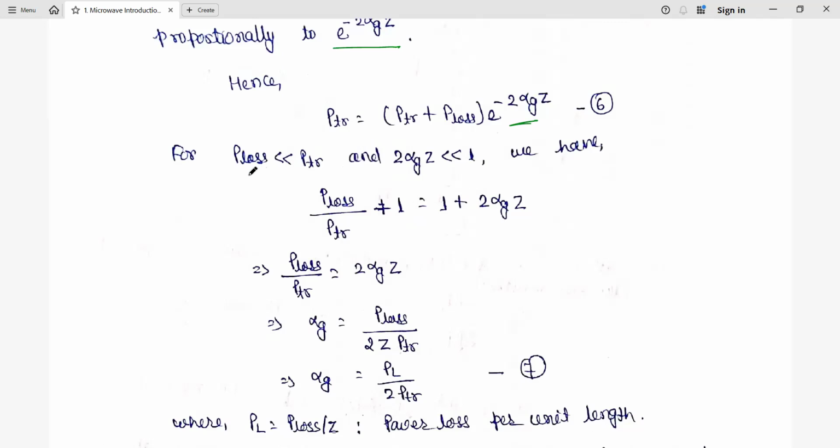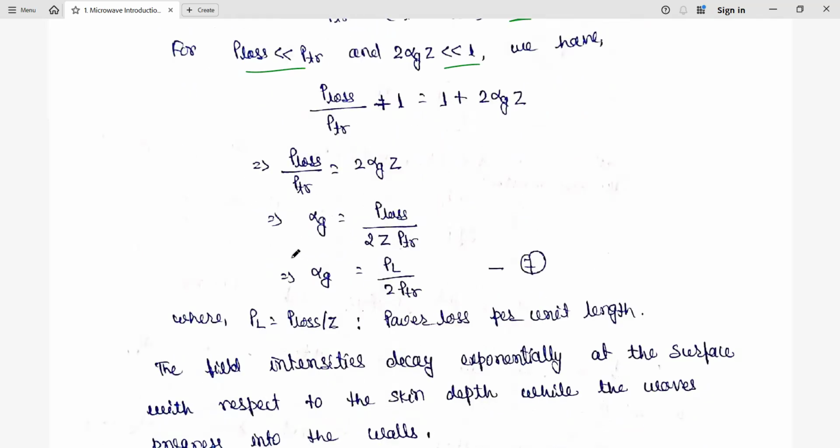Now if the transmitted power loss is much smaller compared to the transmitted power, and this exponent 2 alpha G into Z is again smaller than 1, then we can write the expression. If it is much smaller, we can ignore or make rearrangements. So some expansion we can apply. Then we have P loss by PTR plus 1 this side, and here 1 plus 2 alpha G into Z. So finally this 1 will get cancelled.